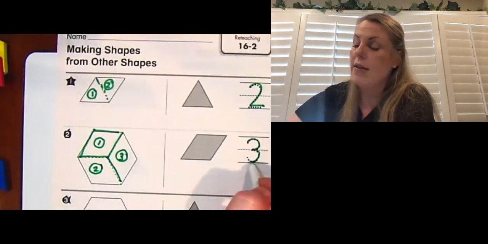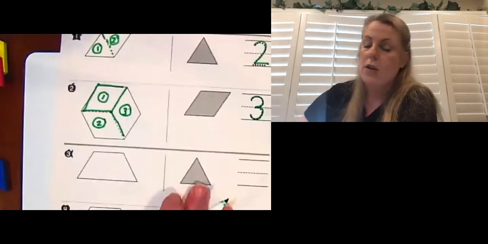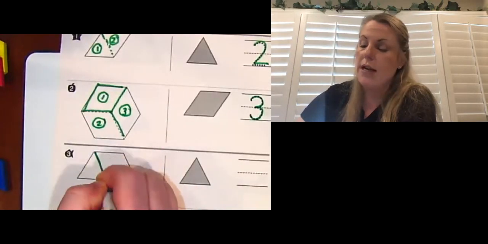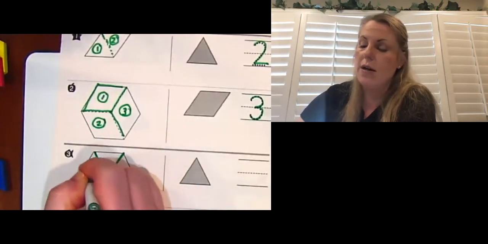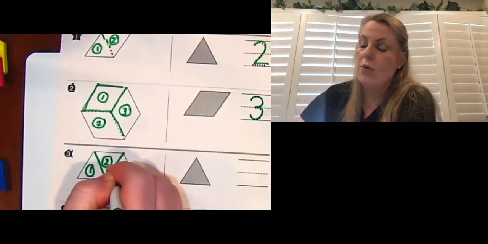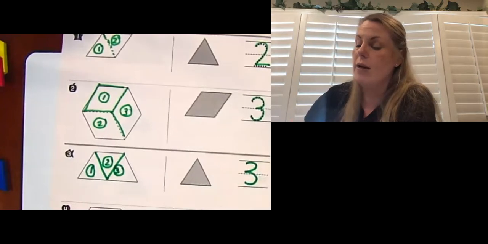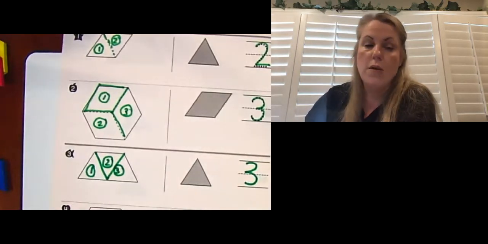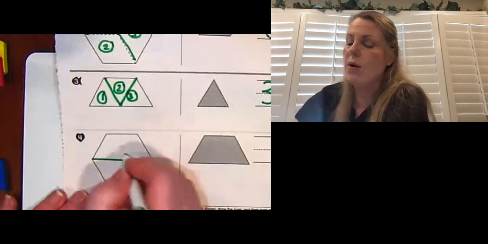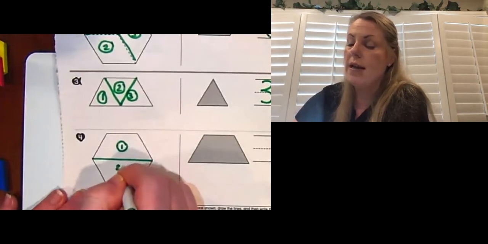Okay, let's look. Now they want us to use triangles. So we remember how to do this, right? Nice and easy. 1, 2, 3. And our last one, they want us to do it right in the middle, right in half. And we're going to go 1 and 2.